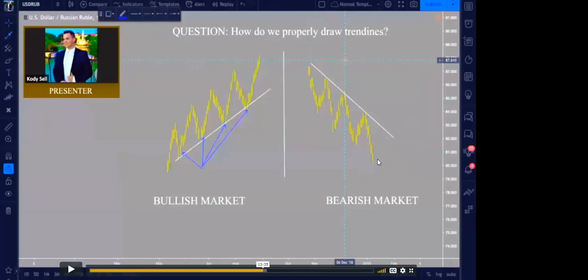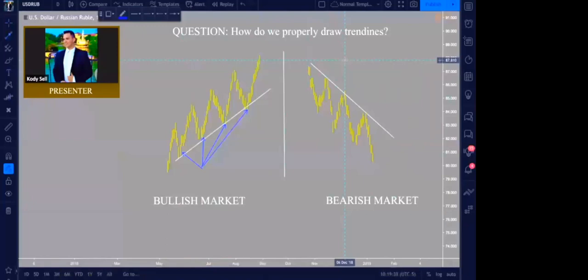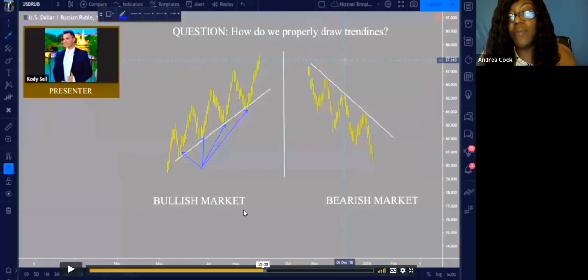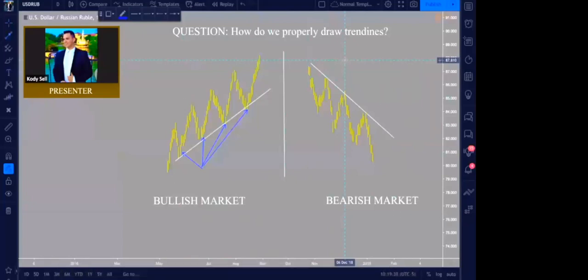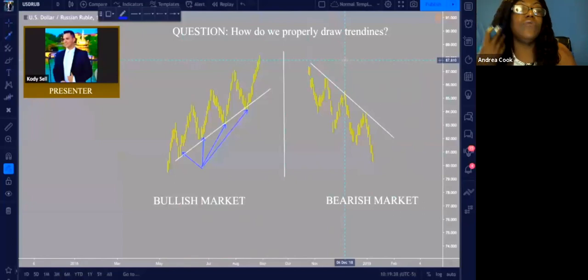Yes. Is anyone confused? Does everybody understand this? Because knowing this is going to change your trading forever. It'll save you so much money because you know when to place a buy versus placing a sell.